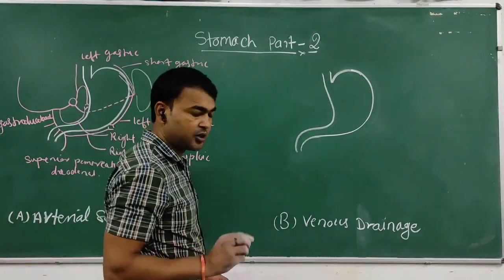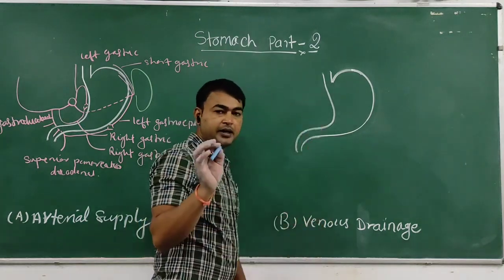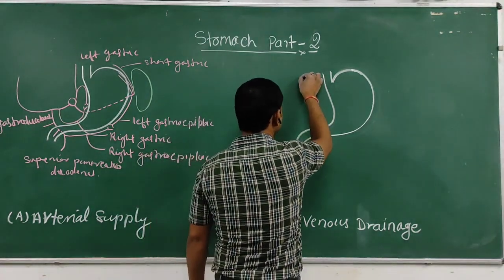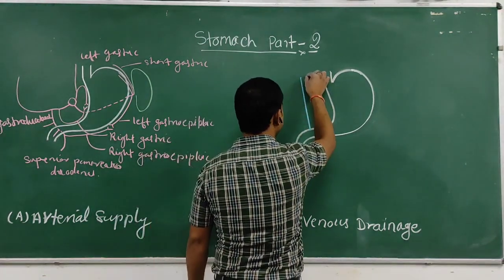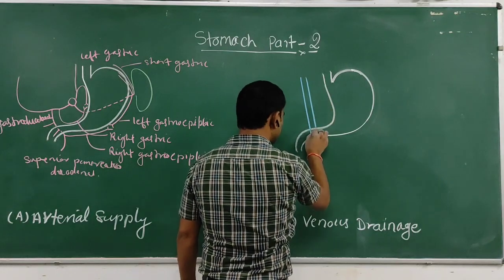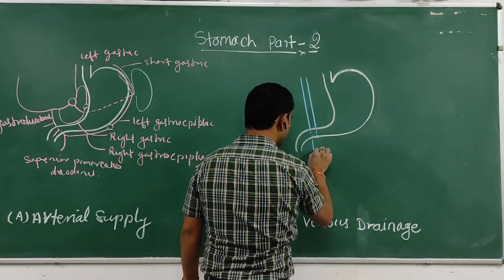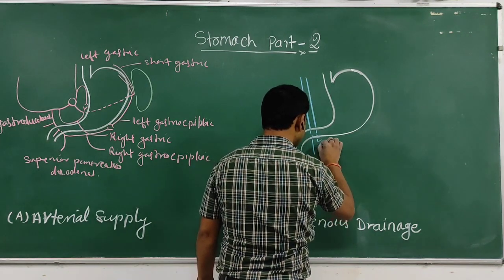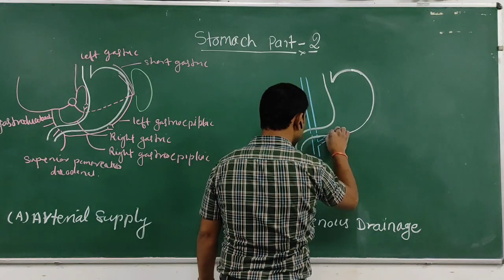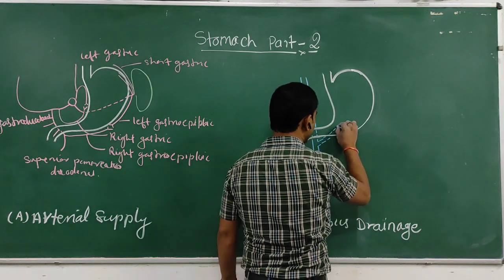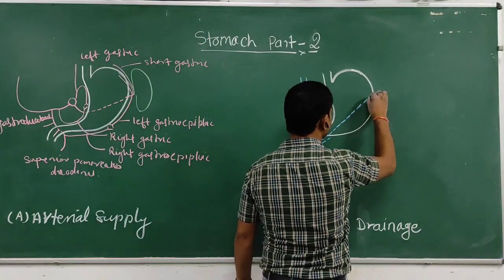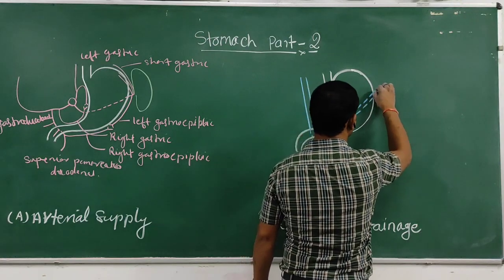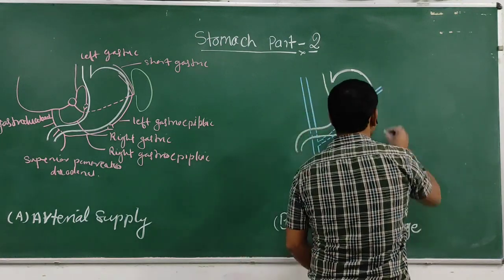Now the venous drainage of the stomach. So venous drainage of the stomach is mainly in the portal vein, directly or indirectly into the portal vein. So this is the portal vein. So formation of the portal vein by the superior mesenteric vein and the splenic vein. So this is the splenic vein, and this is the spleen.